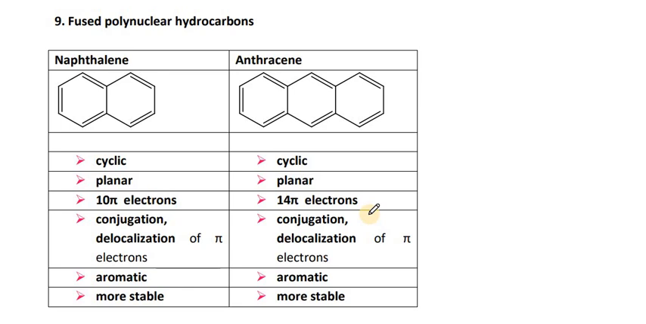Coming to fused polynuclear hydrocarbons, comparing naphthalene and anthracene, both are cyclic, both are planar. Naphthalene has 10 pi electrons, anthracene has 14 pi electrons, and both obey Huckel's 4n plus 2 pi electron rule. Both have conjugation, both have delocalization of pi electrons, both are aromatic and more stable.